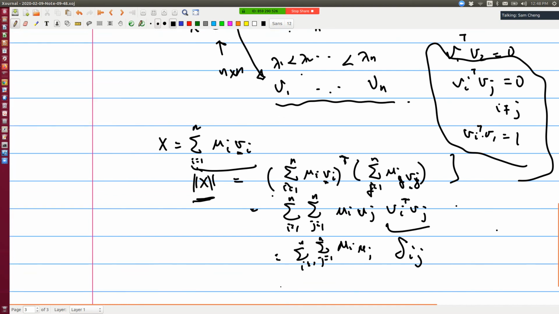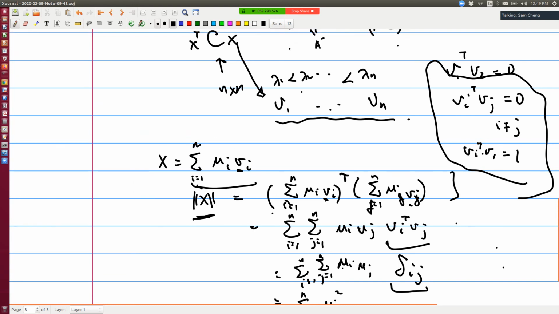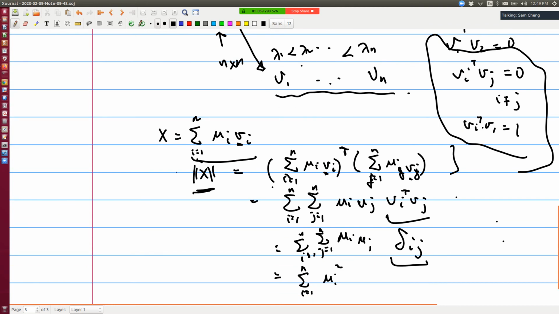But this means that I'm forcing i equal to j, right? I can erase one of the summations. So I will have j equal to i, and I erase one summation. I have i equal to 1 to n and mu_i times mu_i, or mu_i squared, right? So it's just the sum of the mu squared. Okay, then the constraint, if I want this equal to 1, just means that the sum of the squares of the coefficients is equal to 1.